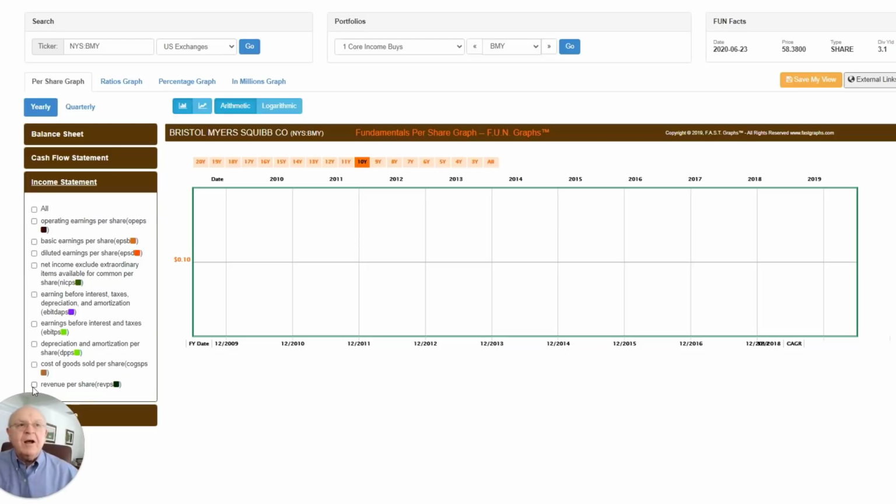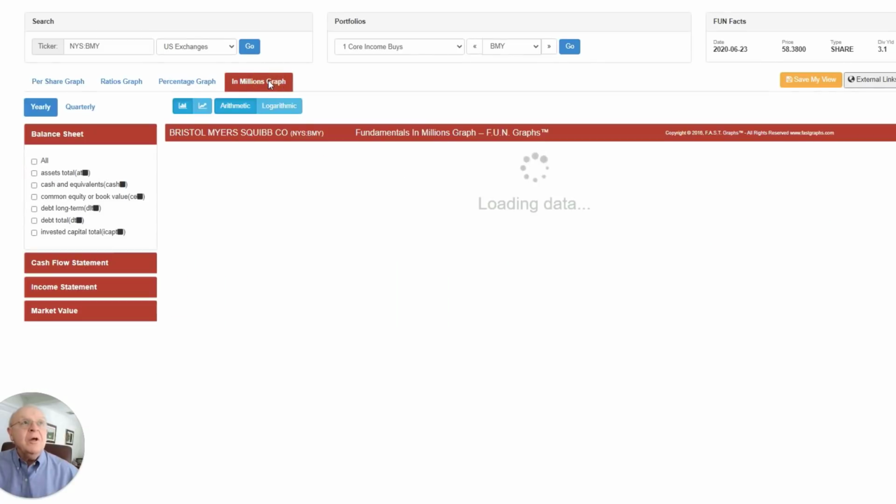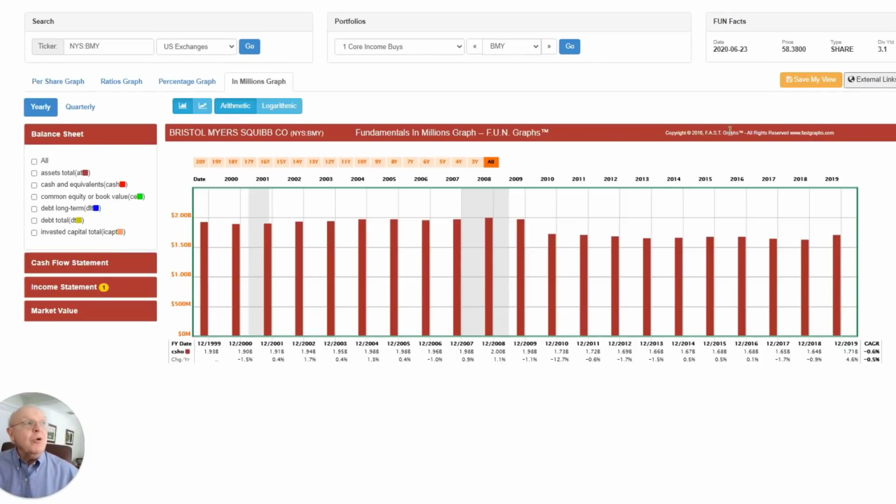But one of the ones that I really like with this particular iteration is revenue per share. Now, revenue per share is interesting, and it's different because I'm going to skip a couple of graphics here and move over onto the in millions graph. You'll notice it's bordered in red, so I know that it's the same balance sheet, cash flow, income statement data that I looked at in the brown per share graph, but here it's in millions of dollars.